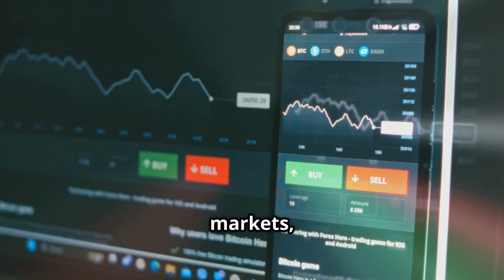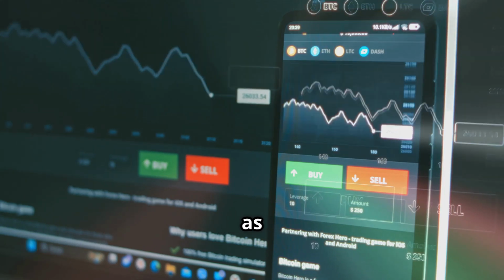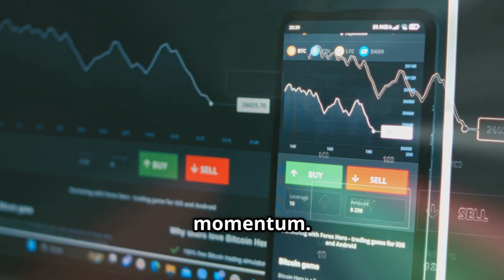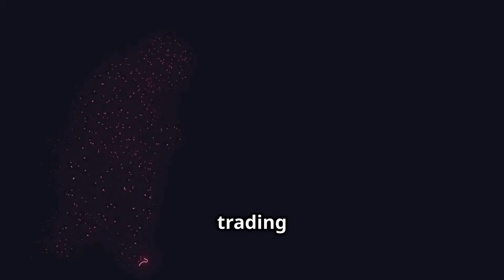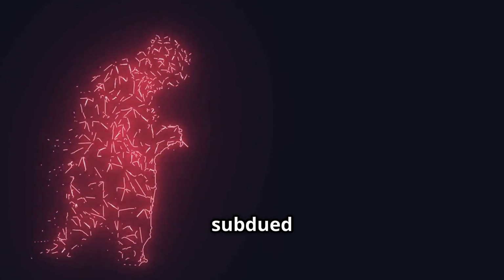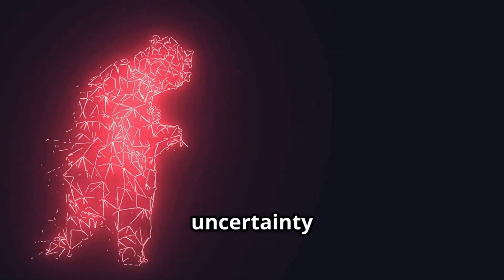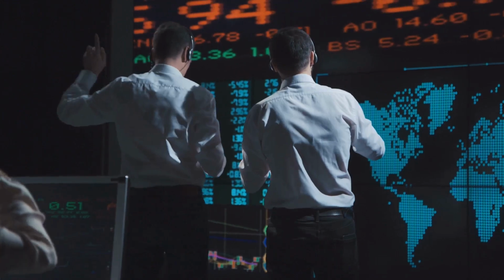Lastly, market activity tends to differ. During bull markets, trading volumes are often high as more people join in to catch the upward momentum. In bear markets, trading can be more volatile or even subdued as investors hold back out of uncertainty and risk aversion.